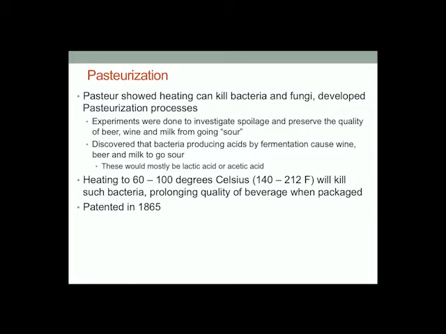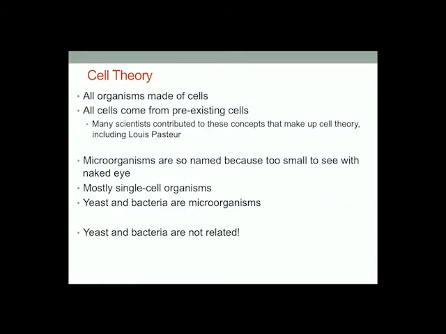So he discovered and demonstrated that heating of the beverage to 60 to 100 degrees Celsius, which is about 140 to 212 degrees Fahrenheit, 212 degrees being the boiling point, will kill the bacteria, and that will prolong the quality, the stability of that beverage once it's been packaged. So that's where pasteurization comes from, and that's what it is. Basically just heating your product, your beverage, to kill the cells that are in it.